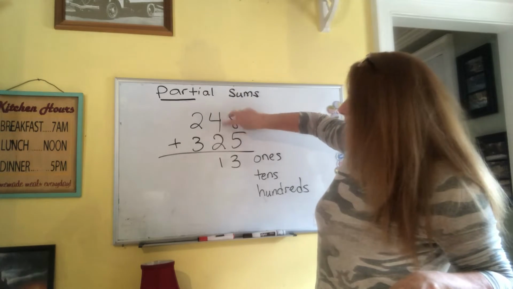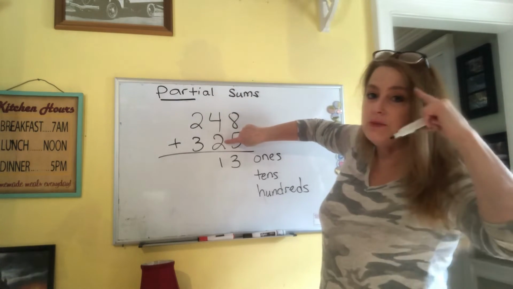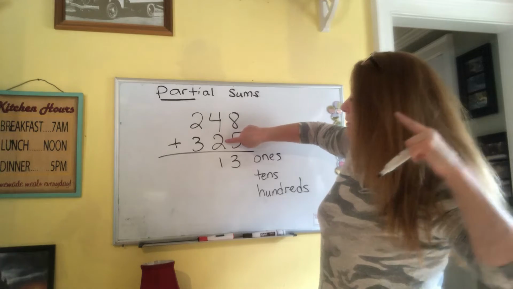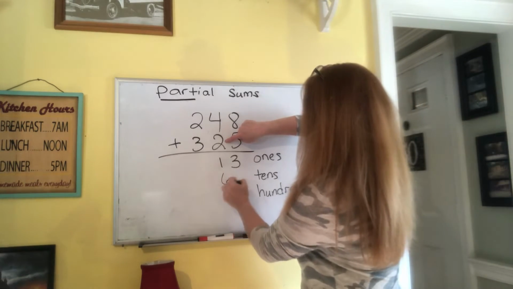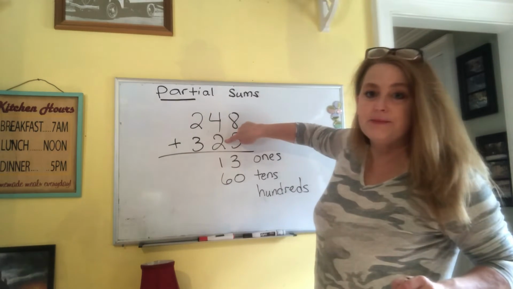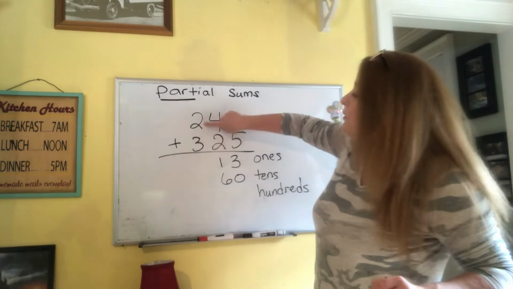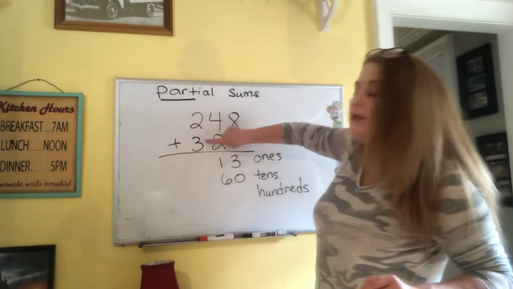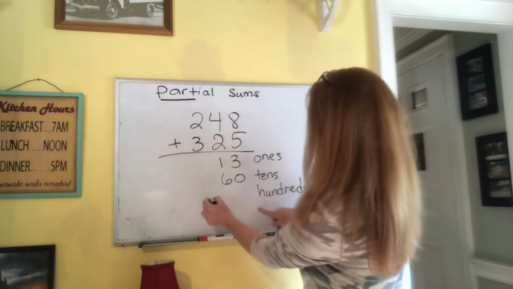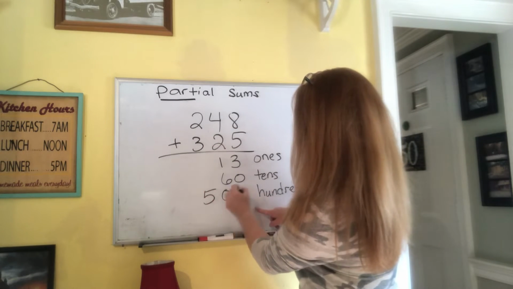Then we move into the tens. It's not 4 plus 2. What we have to think today is 40 plus 20, and that would be 60. Then we move into the hundreds. We're not thinking 2 plus 3. We're thinking 200 plus 300 is 500.